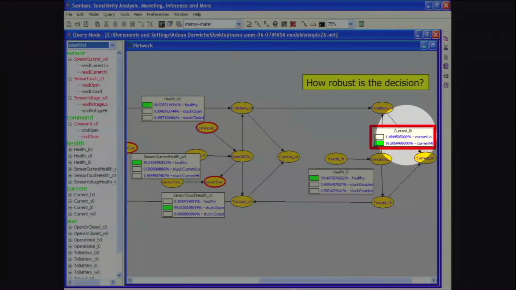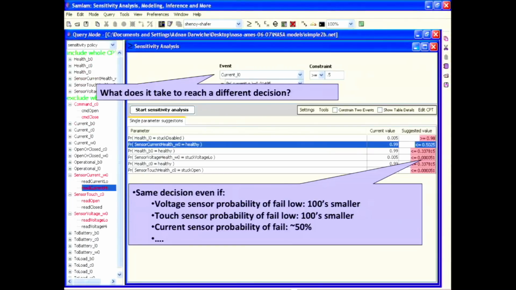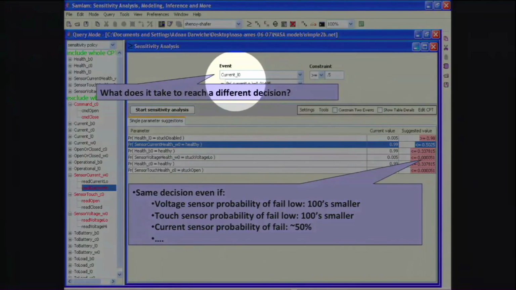It's actually high, about 98, in this particular case. The question was how robust I am in making a decision on whether there's power or not, or whether there's current or not. And in this case, the conclusion is that there is no current. The question is how robust is that against parameter changes? So one way you can do this is by asking the question, what does it take to reach a different decision?